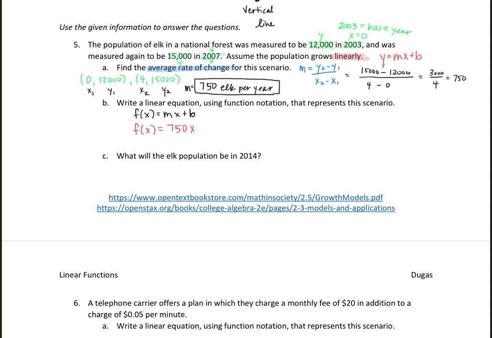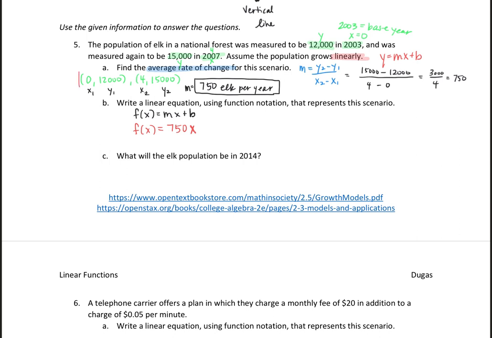F of x is always going to stay f of x in your generic formula, and x is going to stay x. You want to replace the m and the b with numbers. So the m I already know. The b is the y-intercept. The b is your original amount.